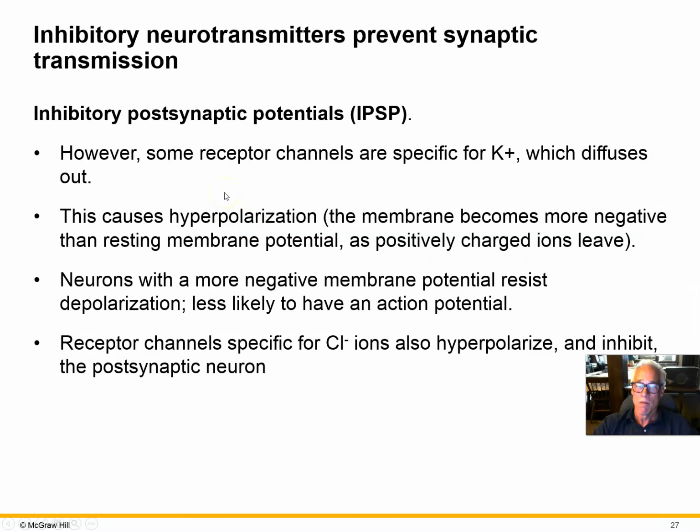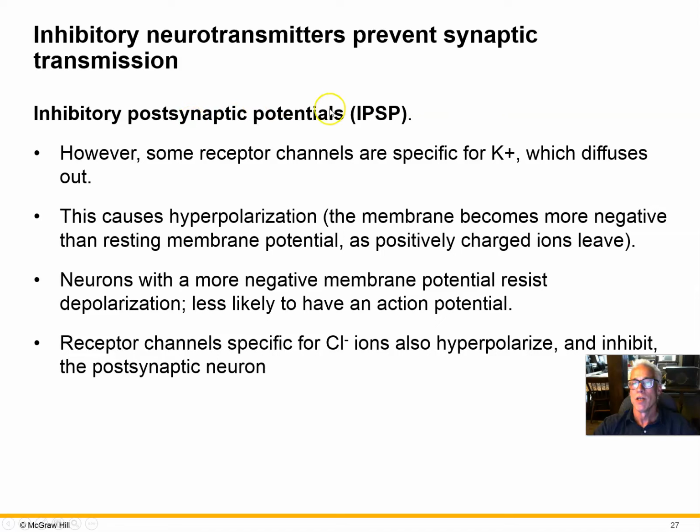However, some neurotransmitters bind to receptor channels that are specific for potassium instead of sodium and potassium. In this case, positively charged ions are going to diffuse out, and if that happens, the membrane becomes more negatively charged. Hyperpolarized. When a membrane becomes hyperpolarized, it means it's that much less likely that the axon will reach threshold and have an action potential. So we call it an inhibitory event.